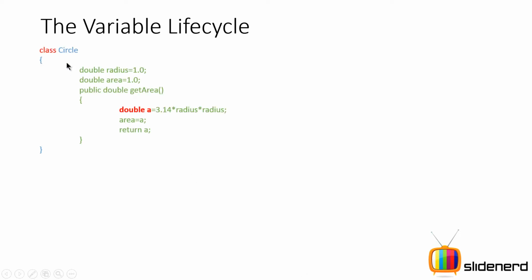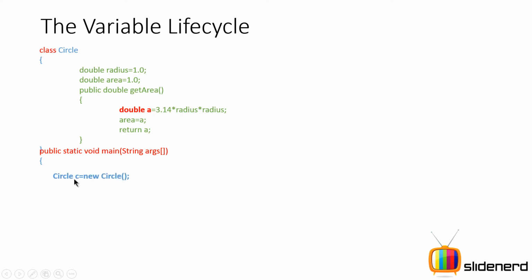What I have here is nothing great, just a class Circle. It has a variable double radius = 1.0, double area = 1.0, and there's a method called double getArea. Inside this method, I've calculated 3.14 * radius * radius, and that is stored inside the variable double a. Then we say area = a, which is this area over here, and ultimately we return a. Now inside my main method, let's see how this works.